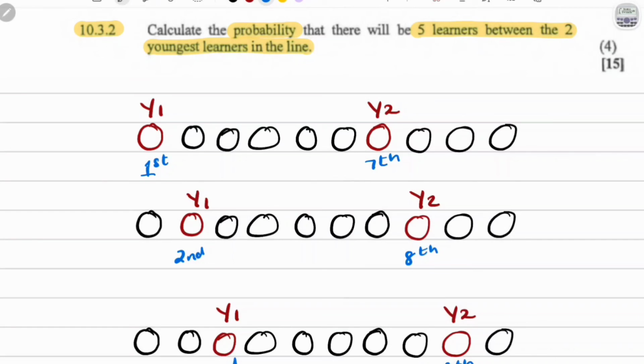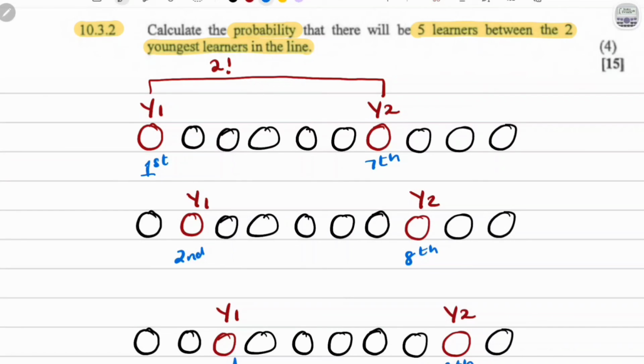So if you look at the amount of ways that the 2 youngest learners can stand, there are actually 2 ways that they can stand. They can either stand as first youngest learner and second youngest learner, or second youngest learner and then first youngest learner. So from them, I'm seeing that, okay, that's 2 ways that they can stand. 2 ways, which I usually like to call 2 factorial, right? But now I have to think about this 5 learners in between.